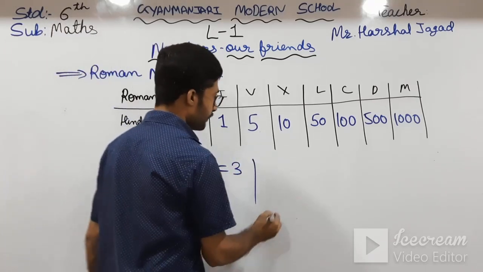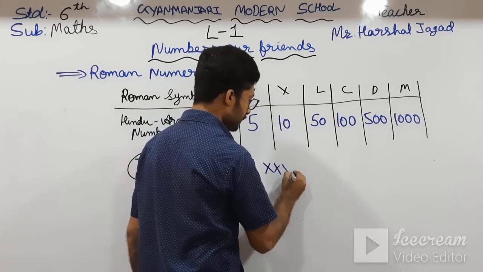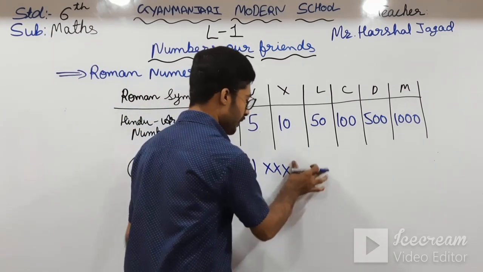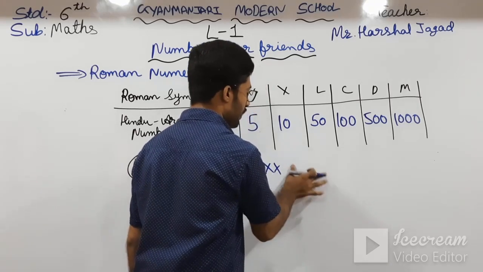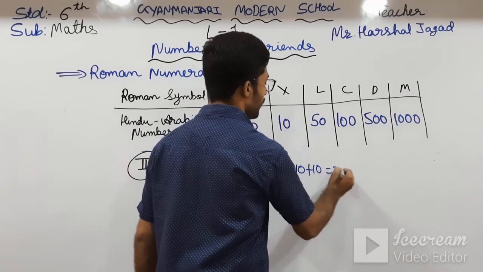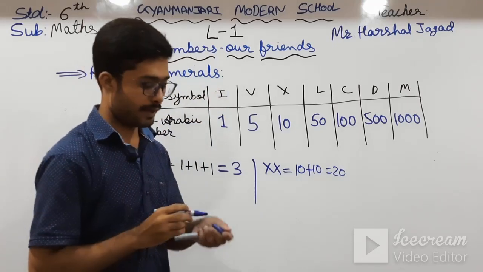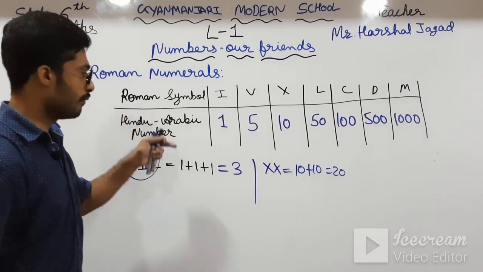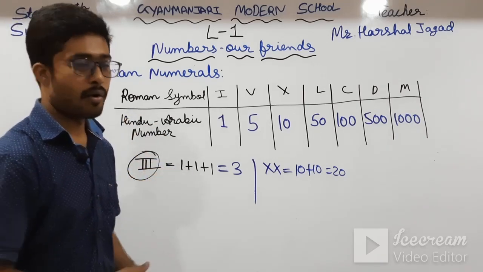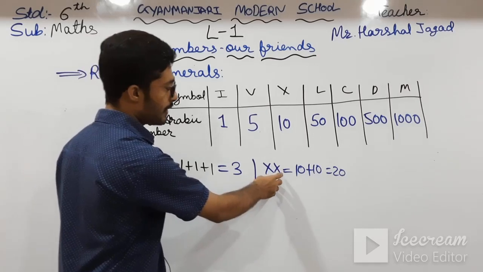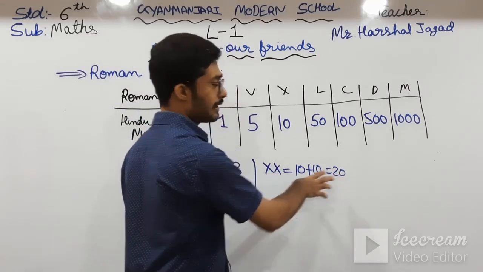Okay students, and if I repeat X, what will be there? Can you tell me students? If I repeat X 3 times, or I am repeating X 2 times. In your book it is given 2 times. So 10 plus 10, that is 20. This is the rule number 1. I am repeating that rule: as many times as you repeat the symbol, that number is to be added. Here I repeat I 3 times, that is 1 plus 1 plus 1, that is 3. X plus X, that is 10 plus 10, that is 20.